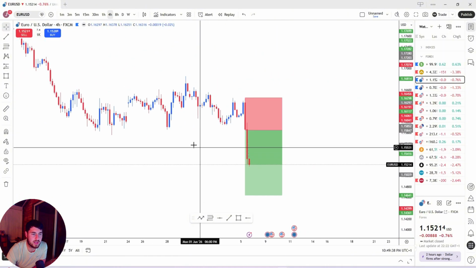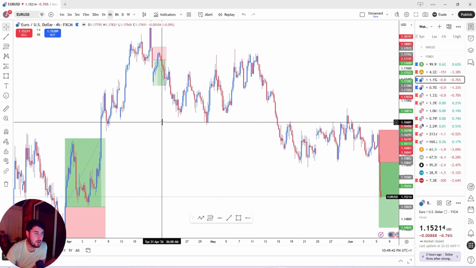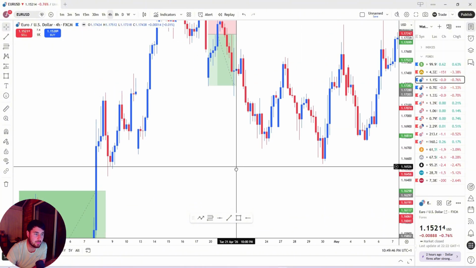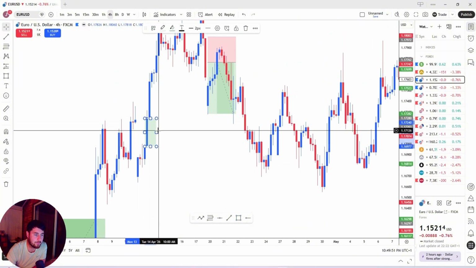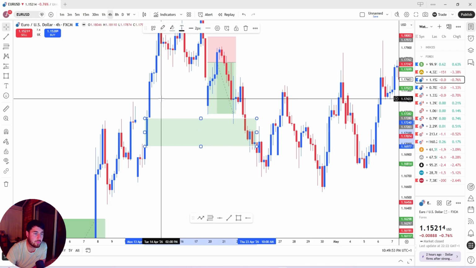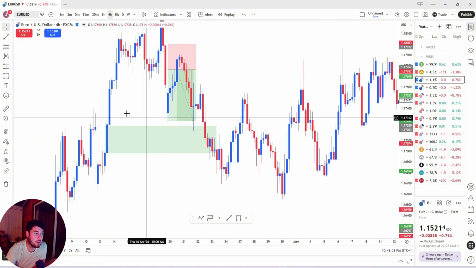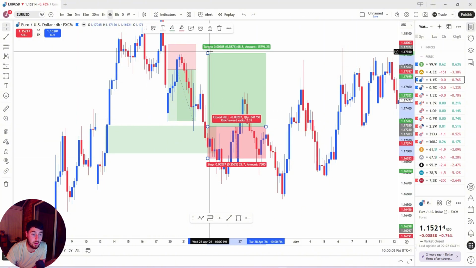You can just enter straight off the 4-hour chart, but if you've got an area of imbalance, let's do here for example, if you've got an area of imbalance like this, a lot of times you can wait for a retracement, enter off the imbalance like that. Obviously that's a loss, but that is also another way to enter the market.